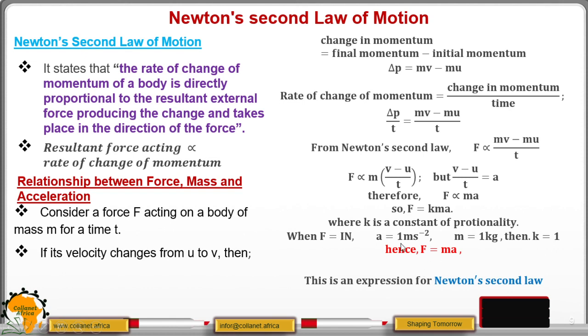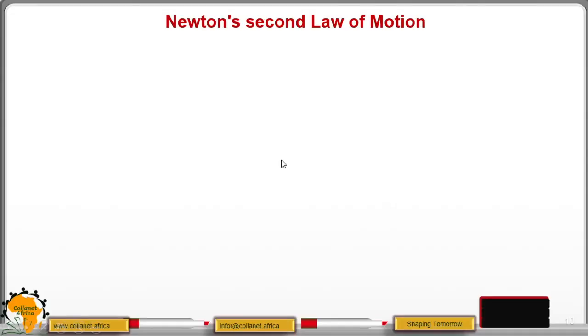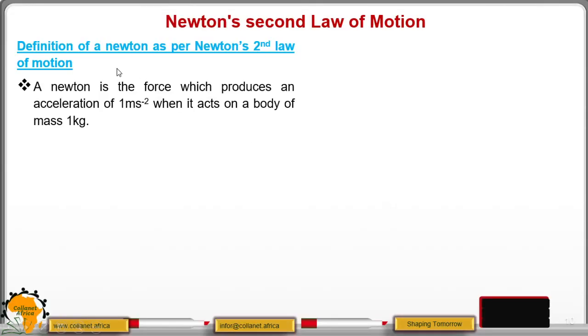This is the expression of Newton's second law. Remember the way we have derived F is equal to ma. In other words, if you have the mass and the acceleration, you can get the resultant force acting on a body. From there, we move to the definition of a Newton as per Newton's second law of motion.